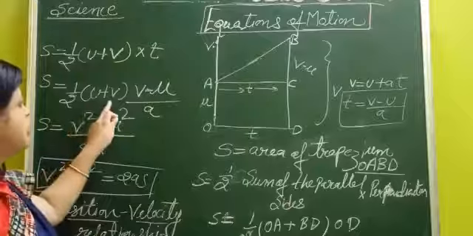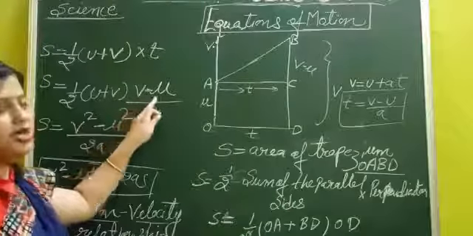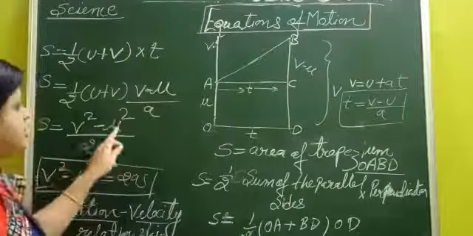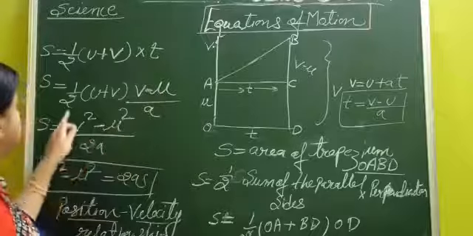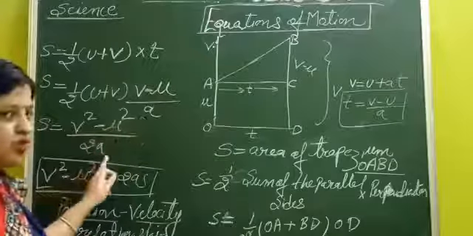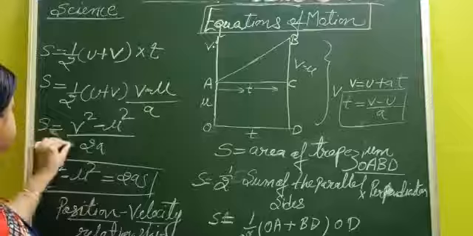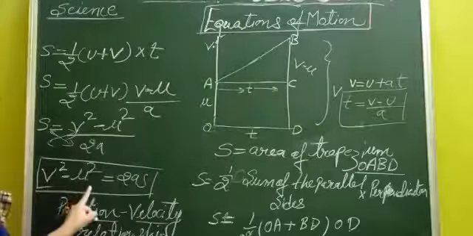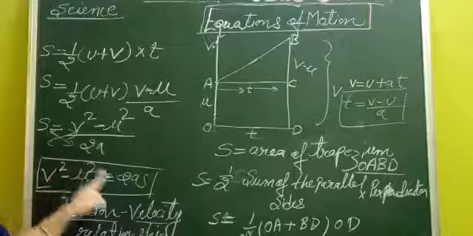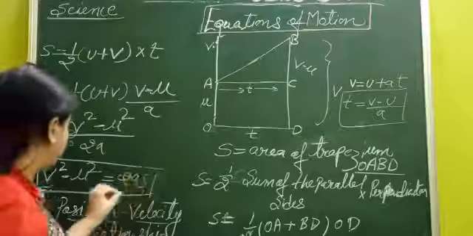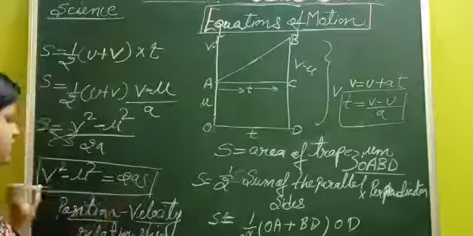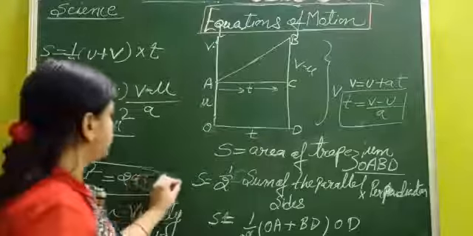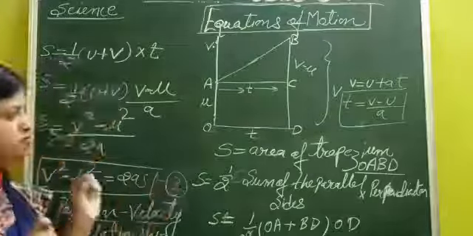So (U plus V) and (V minus U) equals V square minus U square, equal to 2A. 2A as it is, then cross multiply both of them. So V square minus U square equals 2AS. So this is the position and velocity equation, and this is the third equation of motion.